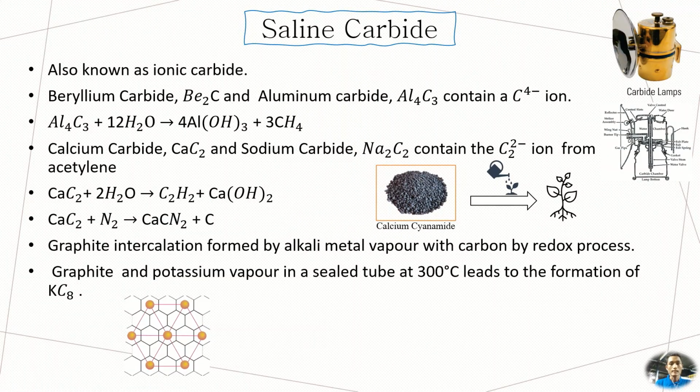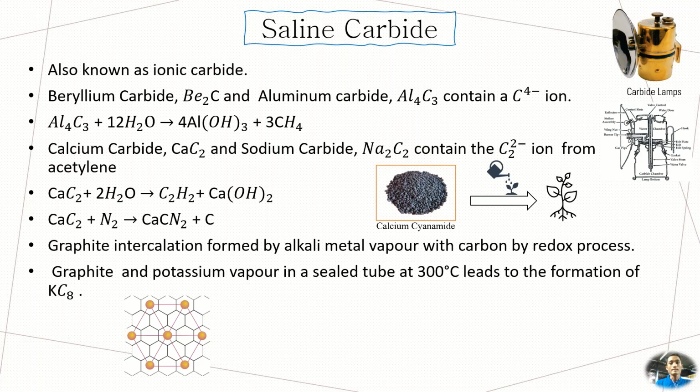Saline carbide is also known as ionic carbide, due to the ionic bond. Barium carbide and aluminum carbide are examples of carbides that contain the carbide ion. For example, when aluminum carbide reacts with water, it will produce aluminum hydroxide plus methane. This carbide ion is derived from methane.